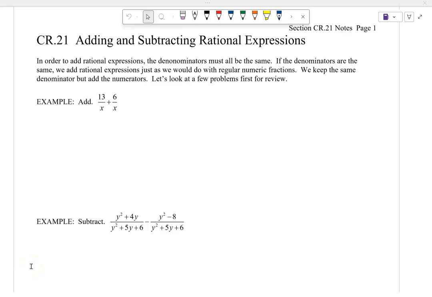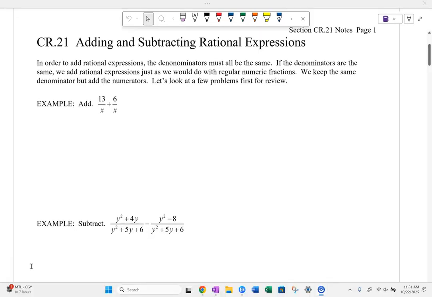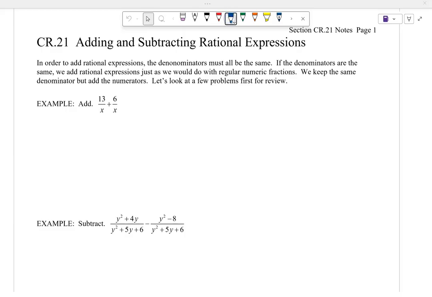All right, now that we've done some multiplying and dividing rational expressions, let's do some adding and subtracting. Similar to the numbers, right? If I have like 2/3 plus 1/6, I got to get a common denominator before I can add those, right? Which would be, in this case, 6. So I'd have 4/6 plus 1/6, which should be 4 plus 1, 5/6, right?